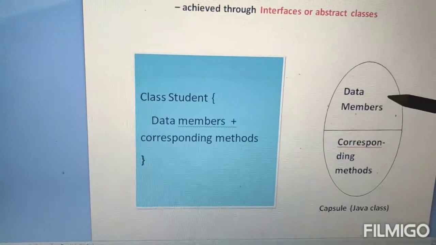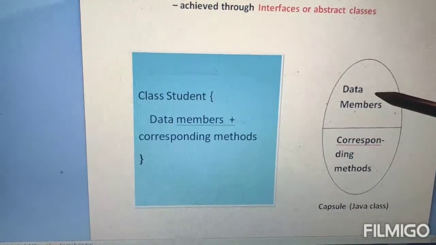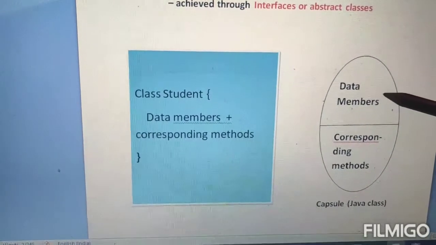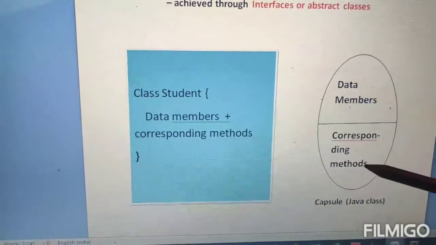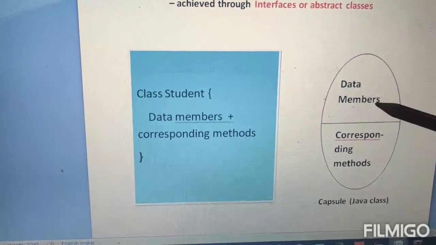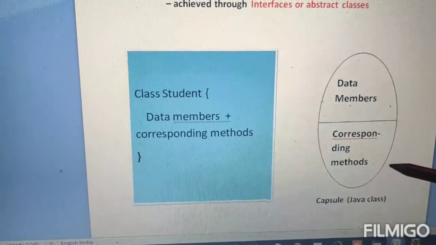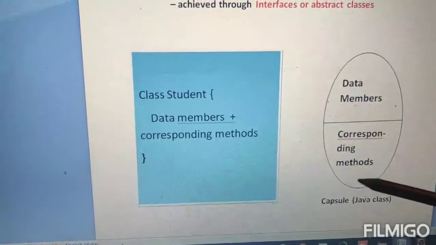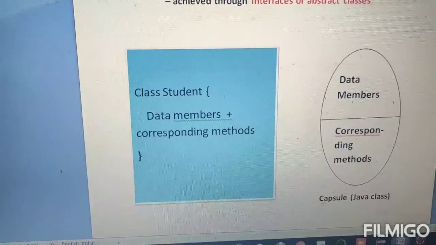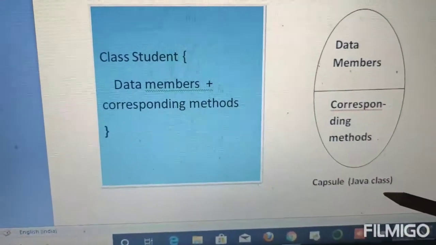Guys, here data members, binding these data members and these corresponding methods together in a single unit is called encapsulation. And the best example of encapsulation is a Java class.